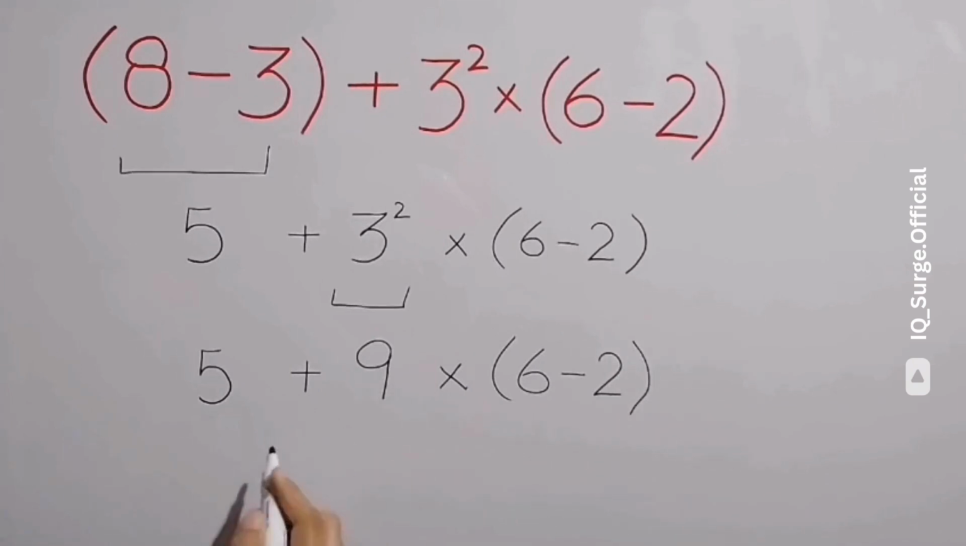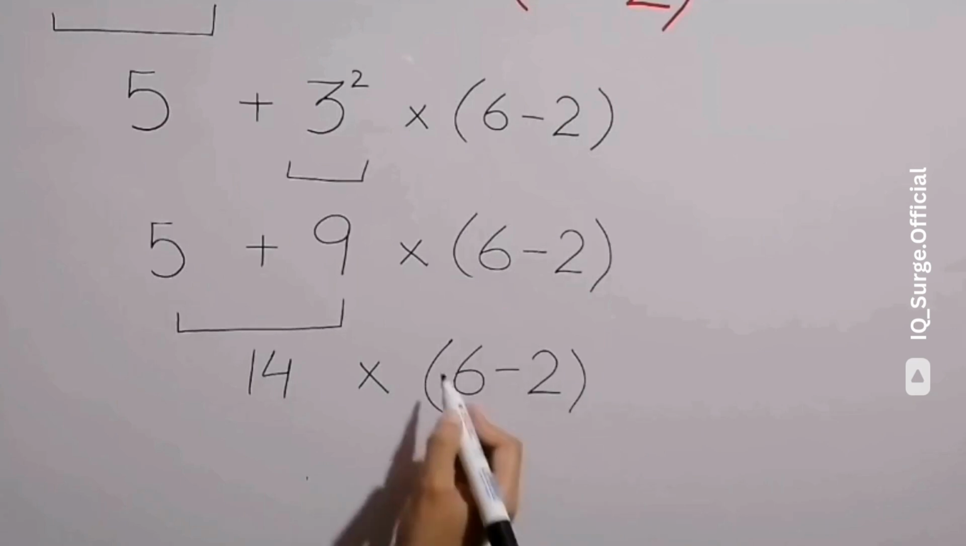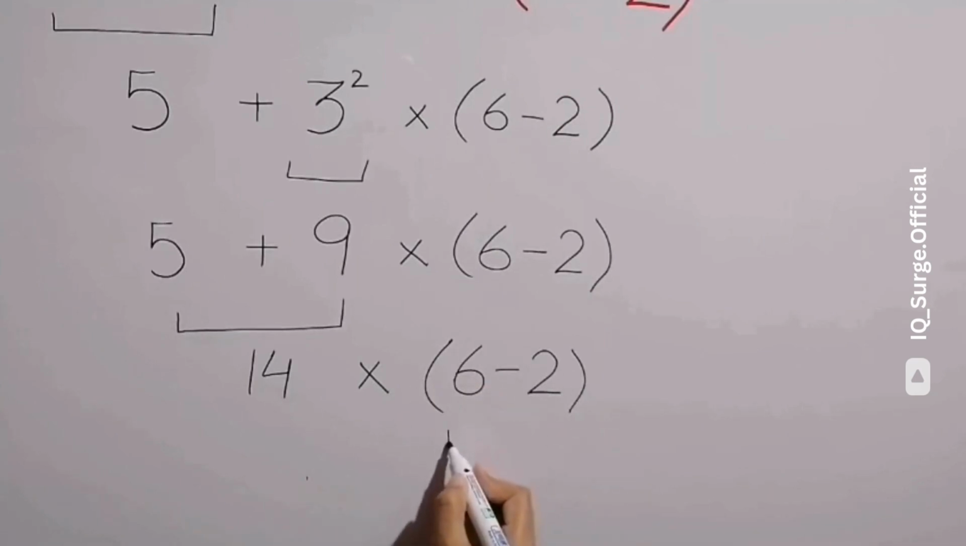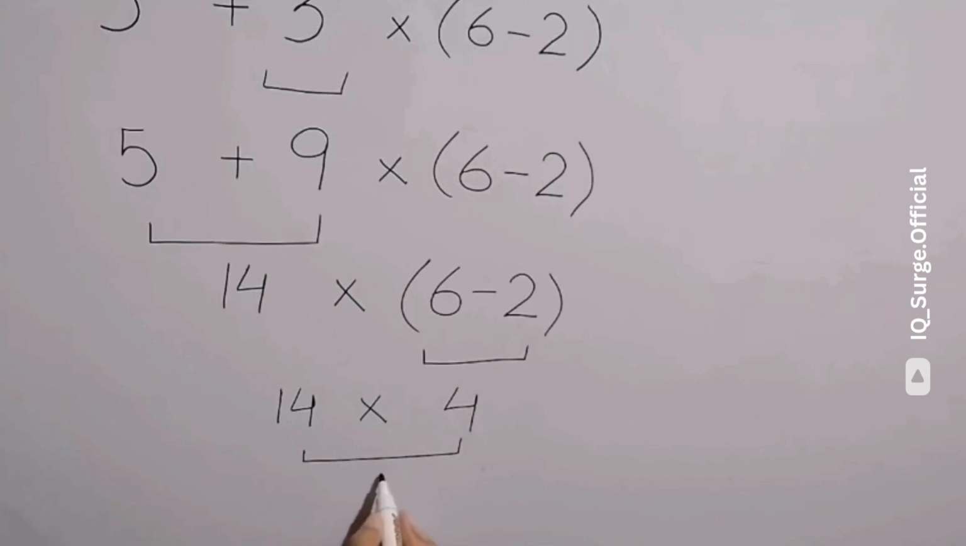Then they perform the addition between 5 and 9, simplifying the expression to 14 times (6 minus 2). And the final step, they go for the expression inside the parenthesis and replace it with 6 minus 2 equals 4. And 14 times 4 ultimately gives them the answer 56. However, this answer is absolutely wrong.